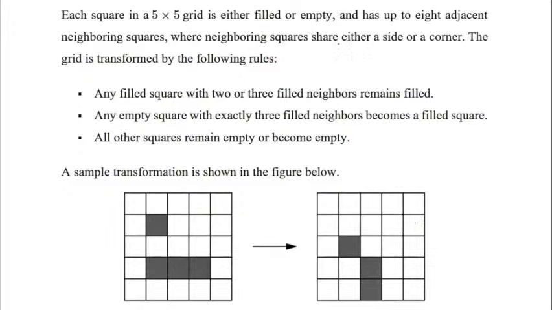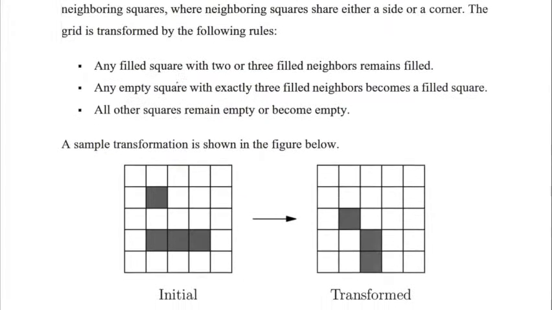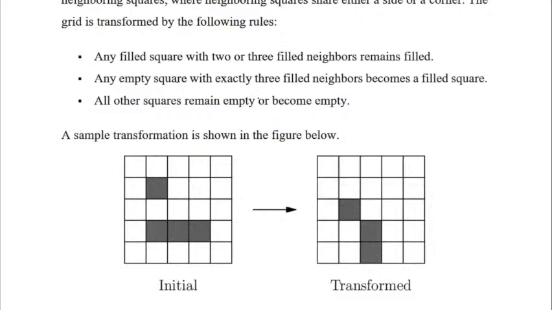Then it says either a side or a corner. Okay, the grid is transformed by the following rules. These rules are important. Any filled square with 2 or 3 filled neighbors remains filled.